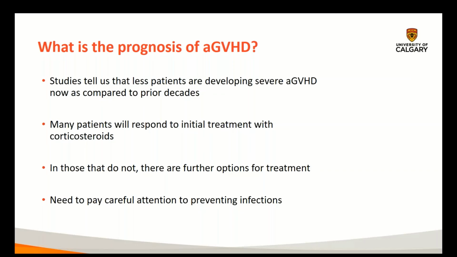As you can imagine, when we're using drugs to suppress that new immune system to treat the graft versus host disease, there is a pretty significant risk of infections, and our toolbox in terms of preventing and treating infections has certainly expanded over the last decades, and this has led to better outcomes. Many patients will respond to initial treatment with those corticosteroid medications that I was mentioning. If they do not, we now have more options for treatment than we did in the past.